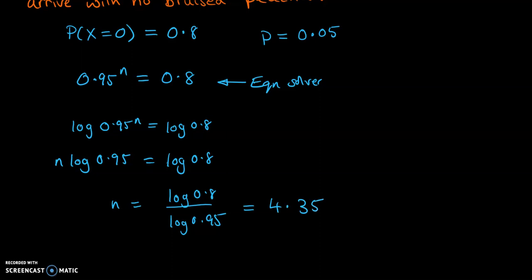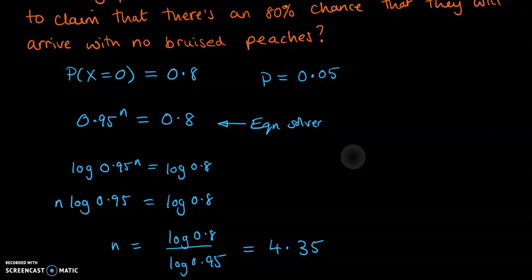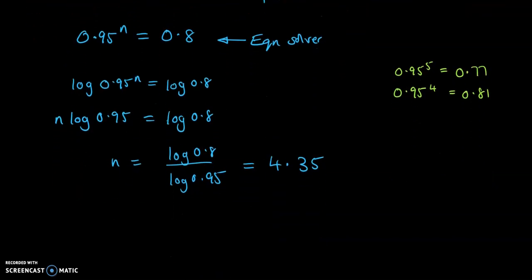4.35. Now, that is not a whole number, so we need to think about, do we need to make it 4 or 5 for the context of this question? So we want to be able to claim that there's an 80% chance. So try it out with n equals 4 or n equals 5 and see what happens. Just over to the side here, I've done that. I've checked this bit here. We want to be able to make that claim that it's 80%, so we can't undercook it. We've got to at least go over the 80%, so we need to just stick with 4 peaches in a pack. So that's our final answer.